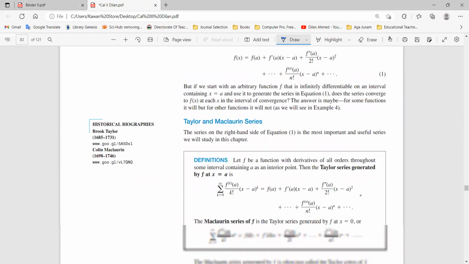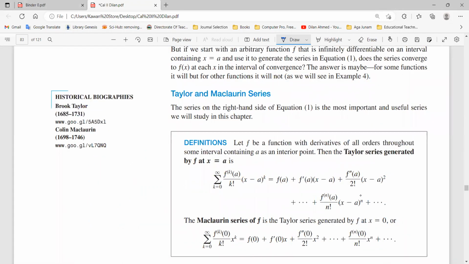For example, you can see we have two names, Taylor and Maclaurin. They are the teacher and the student. Both of them have a formula. Taylor made a formula, and Maclaurin took a special case. So we have Taylor in general at x equal to a, and Maclaurin at x equal to 0, like the previous formula. For power series, we have two formulas, for 0 and for a.